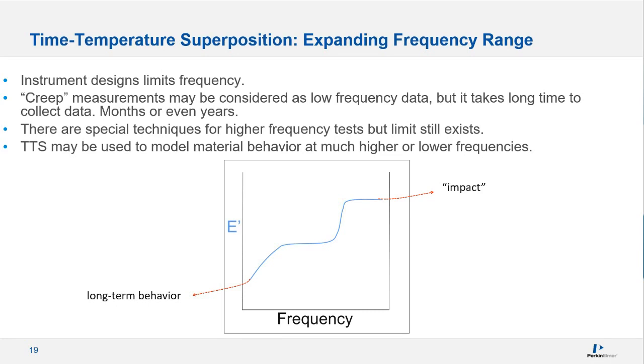Modeled data from DMA using TTS can give an indication of long-term behavior in a very short time. Similarly, higher frequency applications, for example, airbag liner impact, can have a frequency very close to 10,000 Hz. And these high frequency applications can be investigated quickly and easily using the DMA.